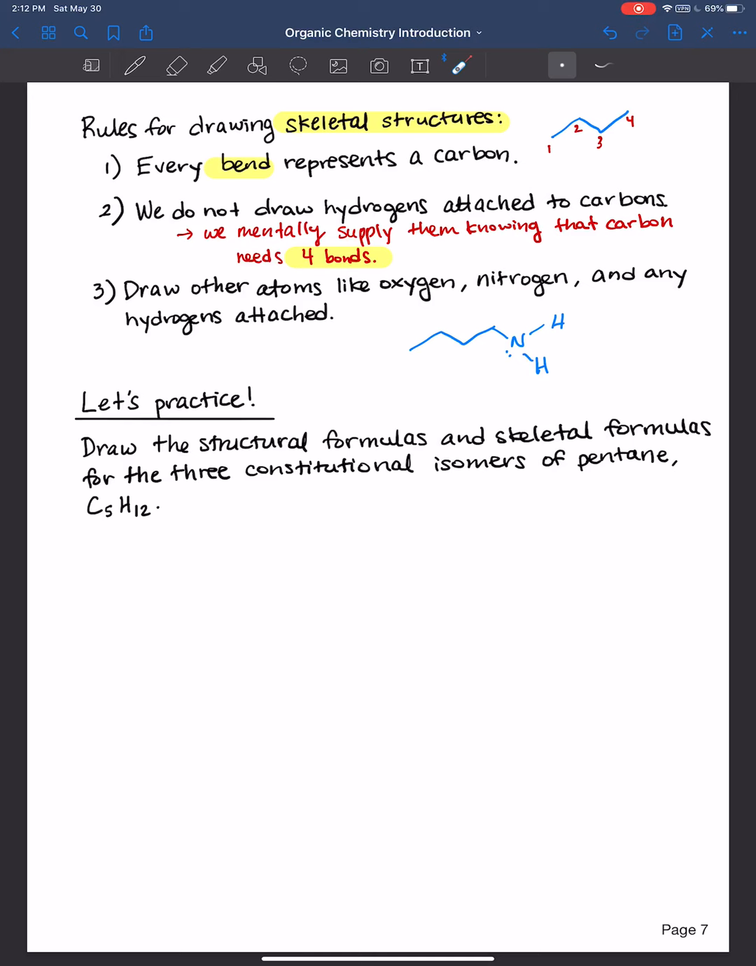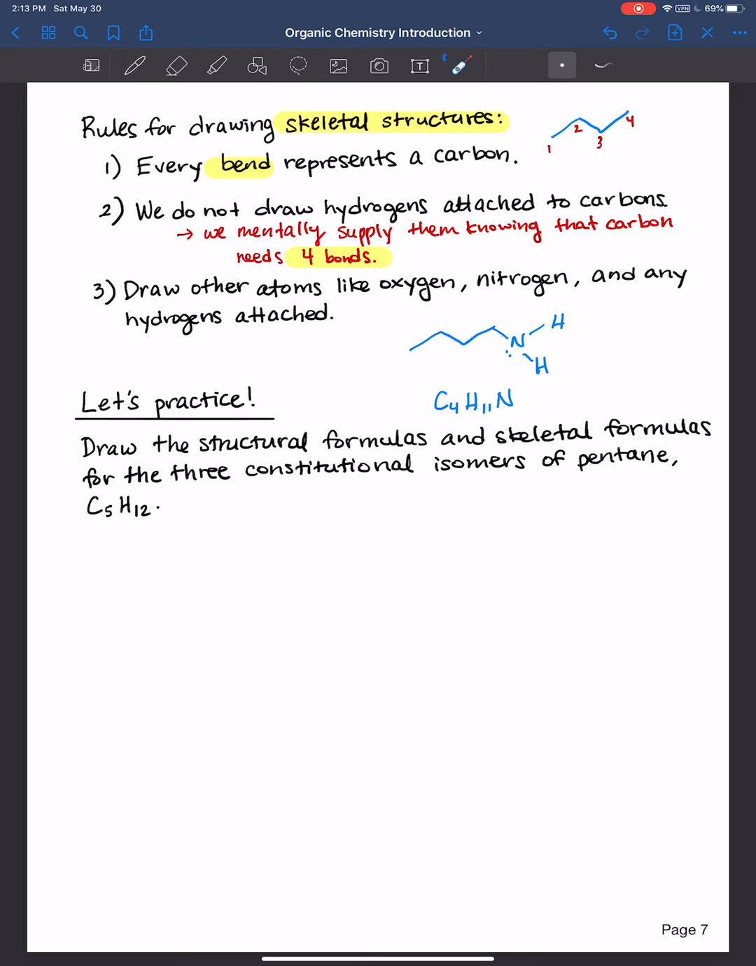And so the molecular formula for what I've drawn here is C4, or actually butylamine, because it's 1, 2, 3, 4, butylamine, C4H11N. We can count those hydrogens to make sure they add up correctly. 1, 2, 3, 4, 5, 6, 7, 8, 9, 10, 11.